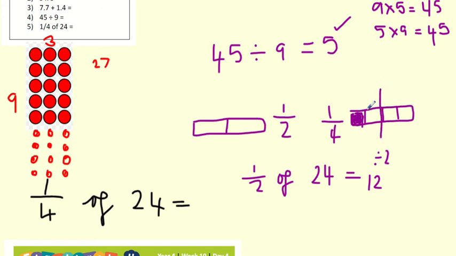So if you think about half, I need to half it again to find a quarter. So I need to do 12 divided by 2, that's the same as halving. And I know half of 12 is 6. So just to recap year 6, a quick way of finding a quarter is to half and then half again. So 1/4 of 24 is 6.